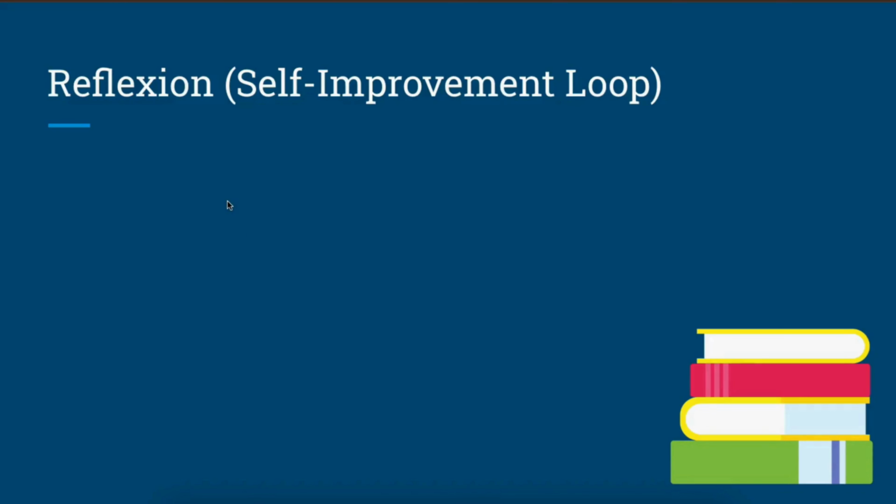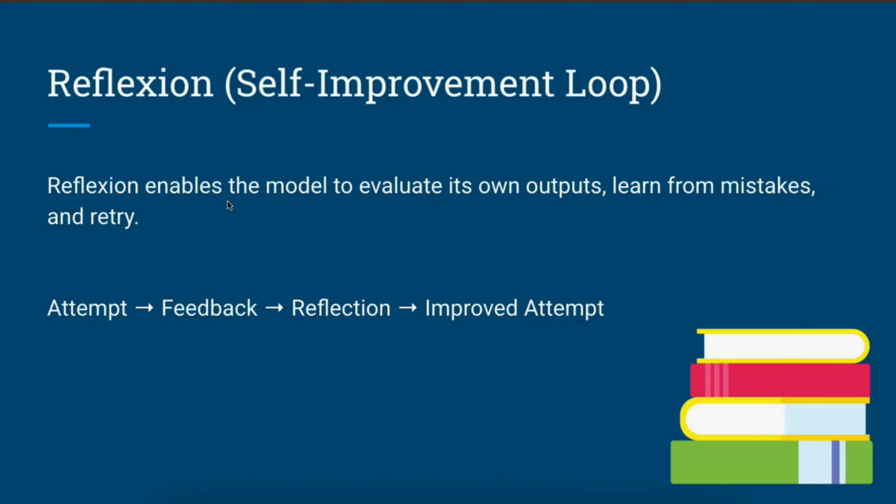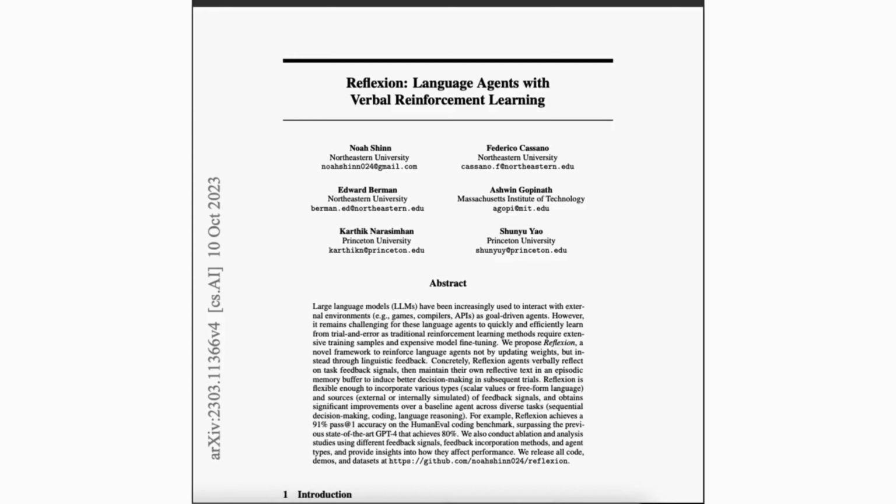Let's move to that. So reflection is a framework to reinforce language-based agents through linguistic feedback. Reflection enables the model to evaluate its own outputs, learn from mistakes, and retry. So the loop is attempt, feedback, reflection, and improved attempt. Reflection was introduced in 2023 by this paper, and it answered a simple question: what if an AI could learn from its own mistakes without retraining?